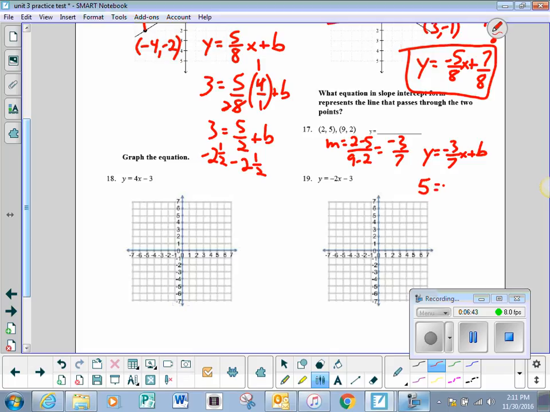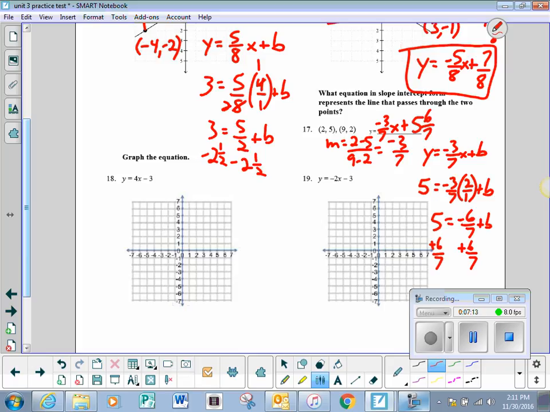So 5 equals negative 3/7 times 2 plus b. And I get 5 equals negative 6/7 plus b. And this one's not too bad. I add 6/7 to both sides. And I get that my y-intercept is 5 and 6/7. So my answer is y equals negative 3/7 x plus 5 and 6/7.